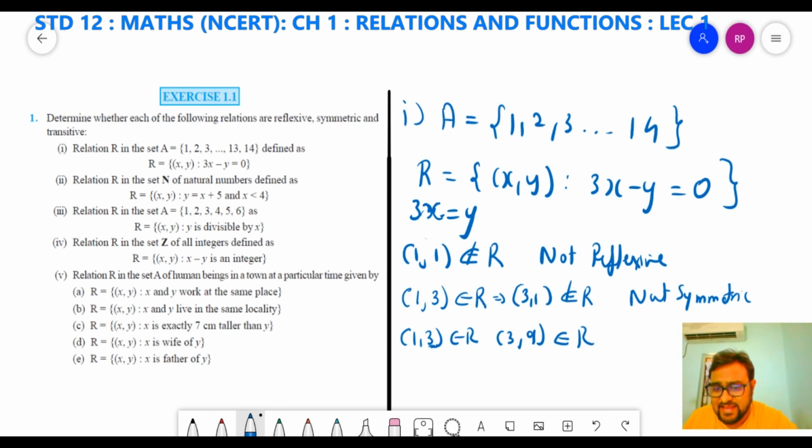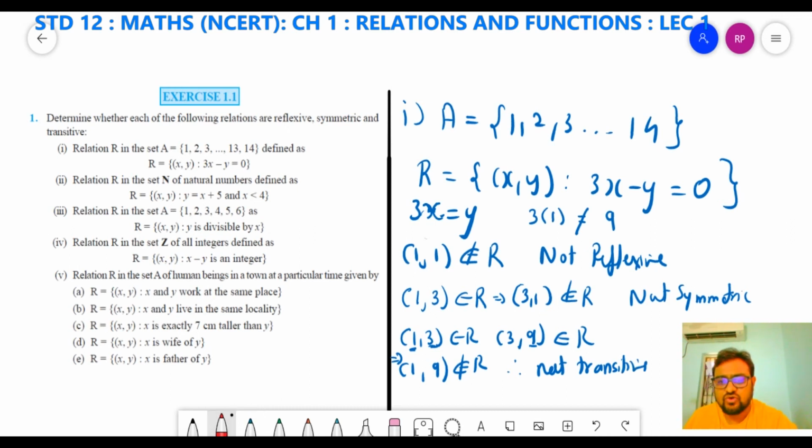Okay, but can I write it down 3 into 1? Let me check. If (1, 9) belongs to R, then it will be transitive. If not, then not. So (1, 9): 3 into 1 equal to 9. Is it correct? No. Therefore, this does not belong to R. See, (1, 3) belongs to R, (3, 9) belongs to R, but (1, 9) does not belong to R. Therefore, it is not transitive.